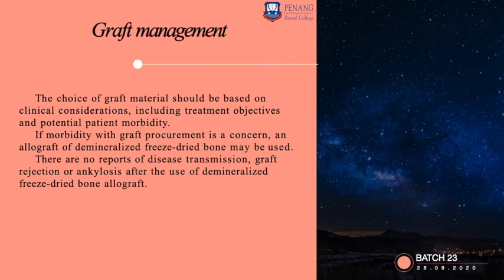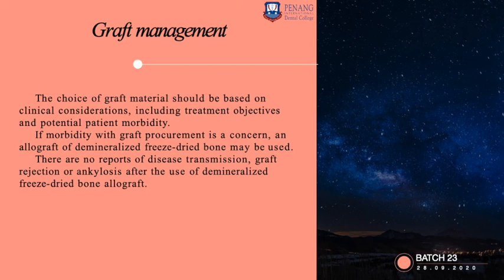Graft material selection is based on clinical considerations, which type of graft material you want to go with. If you think patient morbidity is a concern, then you cannot harvest any bone graft from the patient. Autogenous bone graft cannot be harvested. In such cases, it is better to go for a demineralized freeze dried bone graft, which has a comparatively good acceptance ratio compared to an autogenous bone graft.